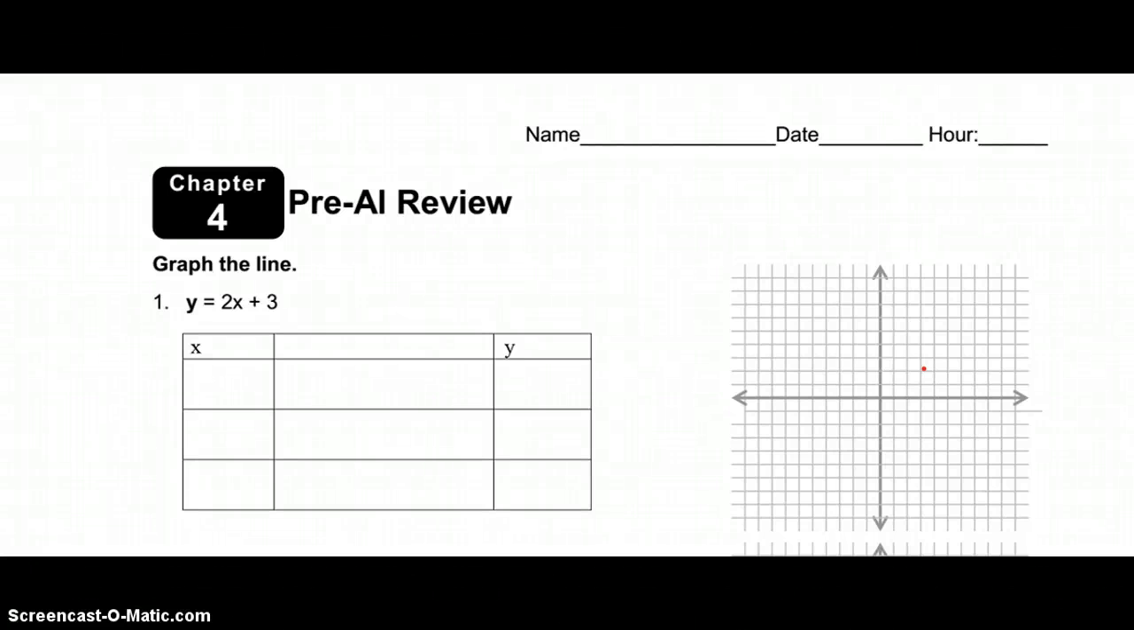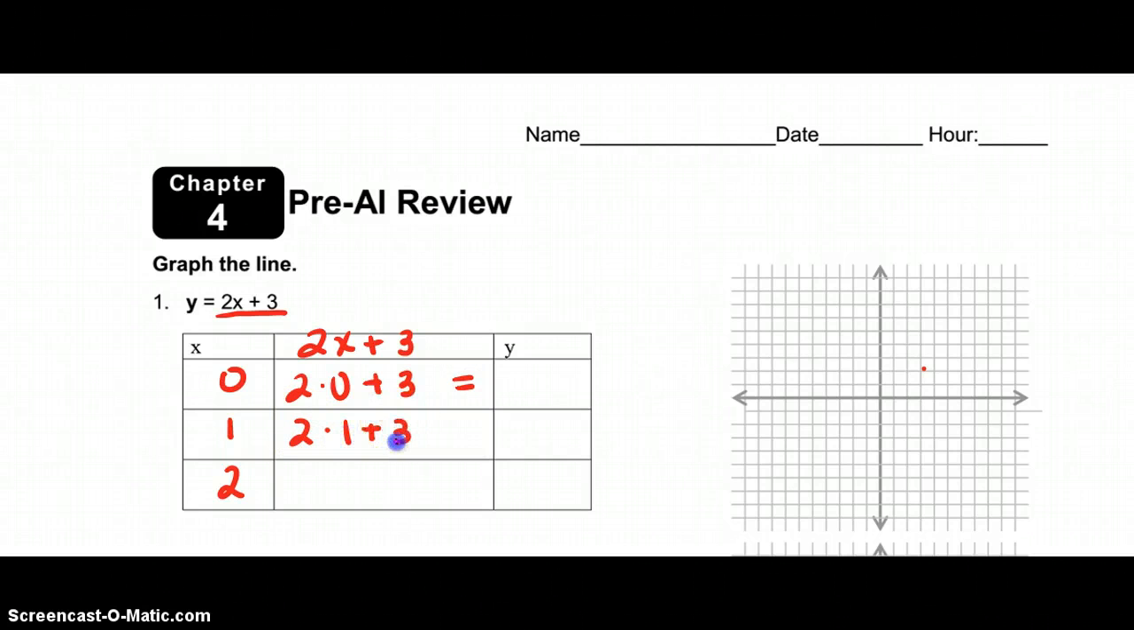Chapter 4 Pre-Algebra Review. Graph the line. Here's my equation that I'll put into my table: 2x plus 3. I can choose my x's, go through the equation, solving for y, replacing every x in the equation with the number I chose over in the first column. Or, since I already know y equals mx plus b, I could just use my y-intercept and my slope to graph this line.